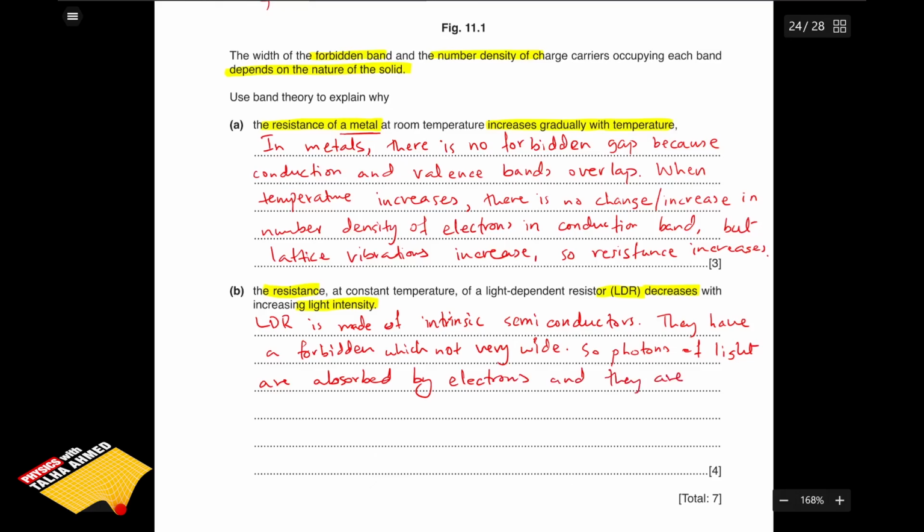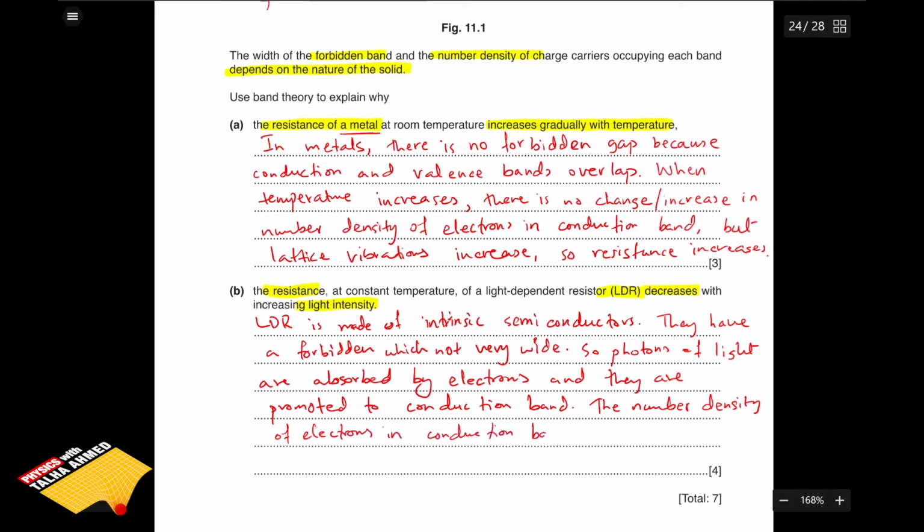That amount of energy can be overcome by the electrons if they are given the right amount of energy. So what happens when light shines on the semiconductor? The electrons absorb these photons of light and gain enough energy to be promoted from the valence band to the conduction band. Now remember, it's the conduction band where the conduction of electricity actually happens. So you have a greater number density of electrons in the conduction band, and that is going to decrease the resistance.